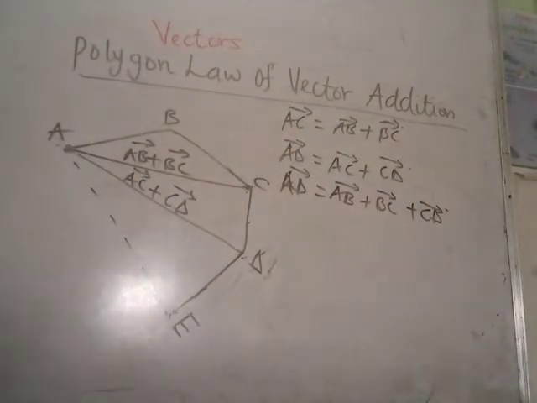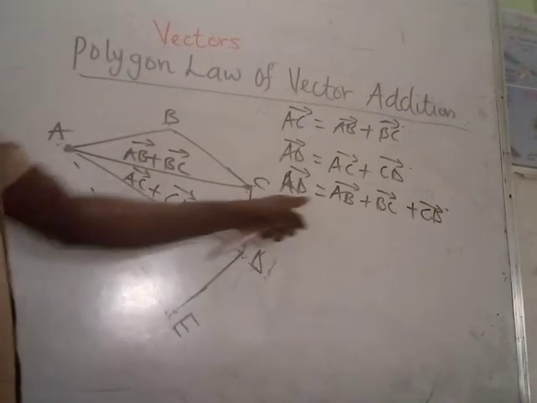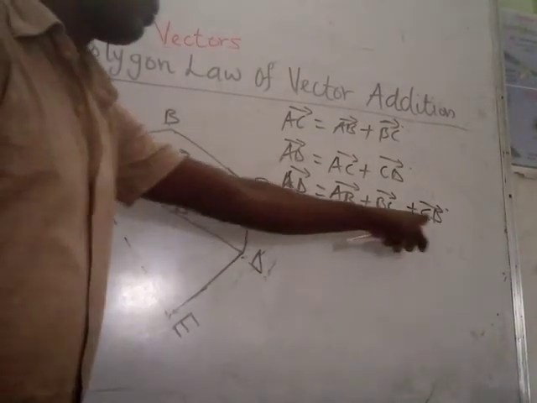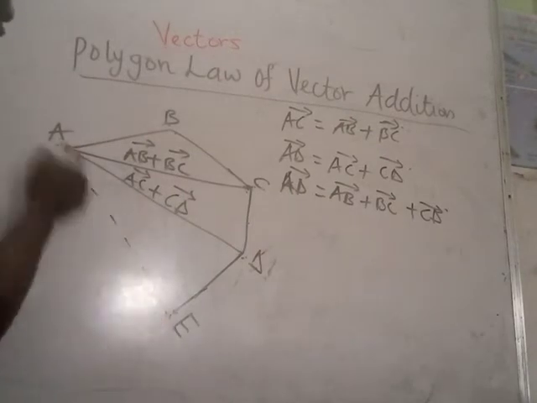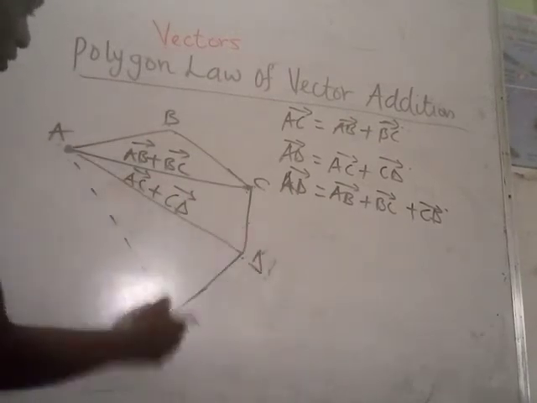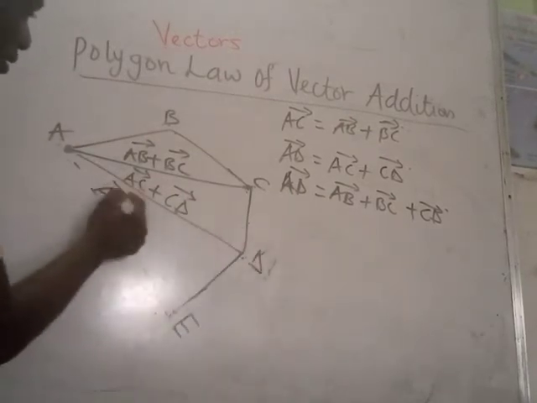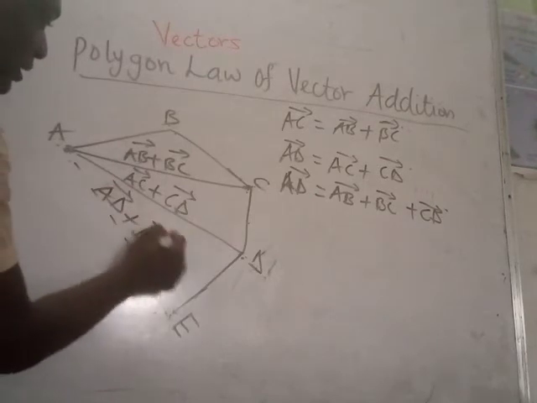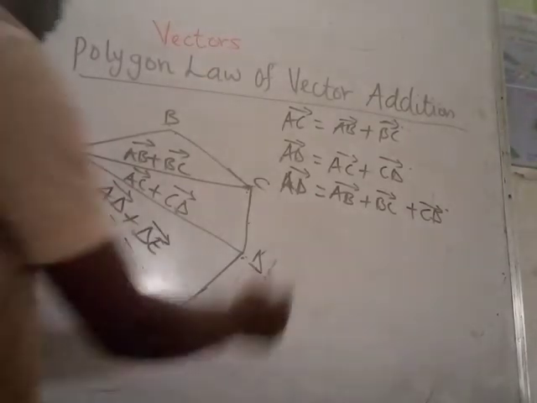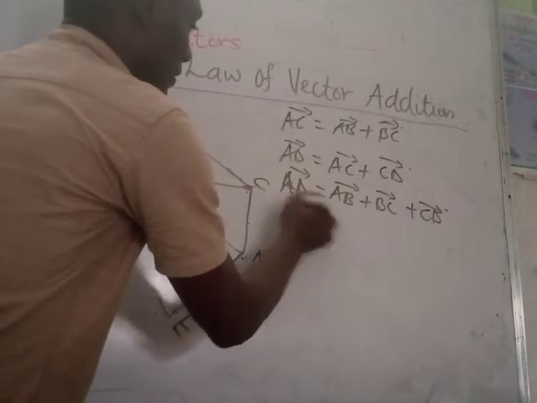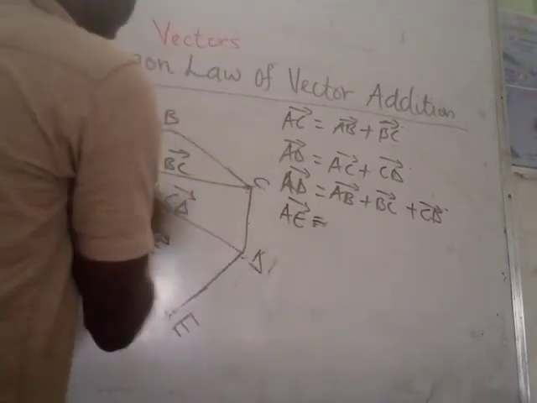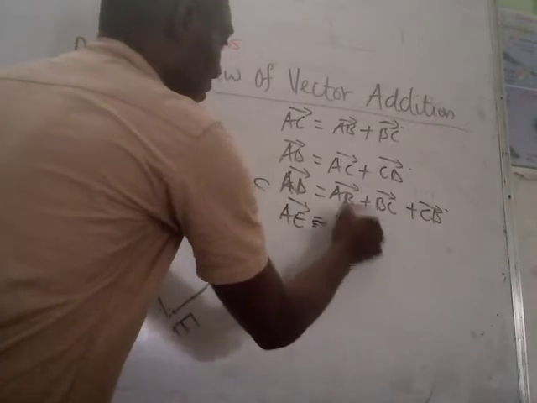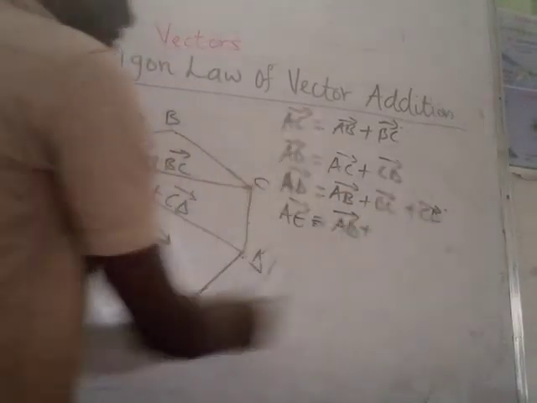So it therefore means that AD is actually AB plus BC plus CD. Now let's try DE. To get to DE, it's going to be AD plus DE. So it therefore means that AE is equal to AD plus DE.